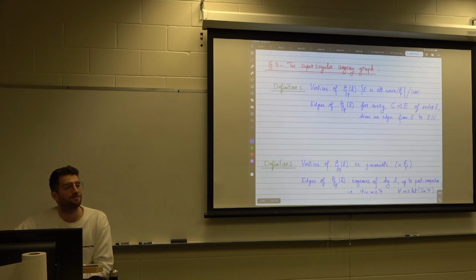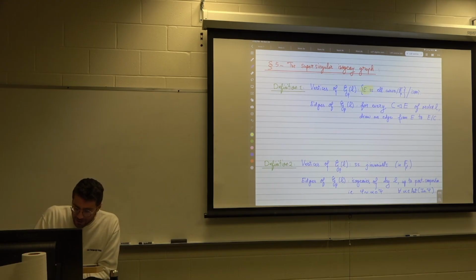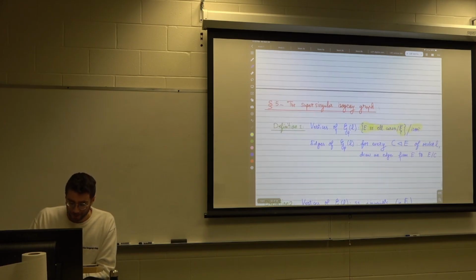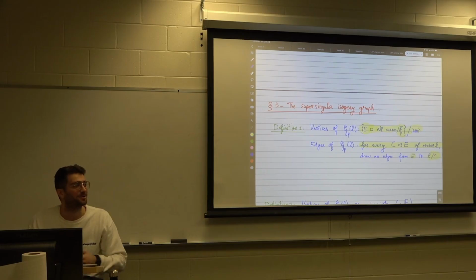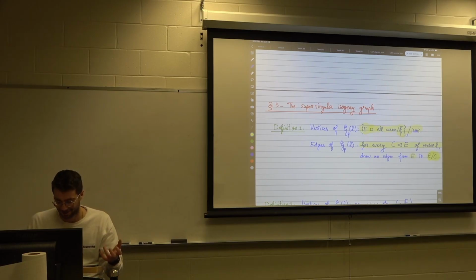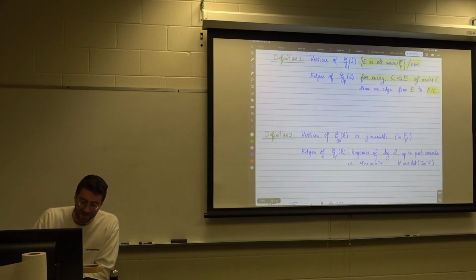You can have a graph out of these elliptic curves. So the vertices of my graph are going to be E, where SS stands for supersingular, elliptic curves over Fp bar up to isomorphism. What are the edges? For every subgroup of order L, you draw an edge from E to E mod C. When I say E mod C, someone was asking earlier, E mod C is technically not an elliptic curve, but we view it as an elliptic curve because there is an elliptic curve that is isomorphic to it.